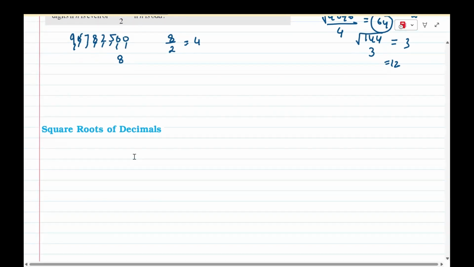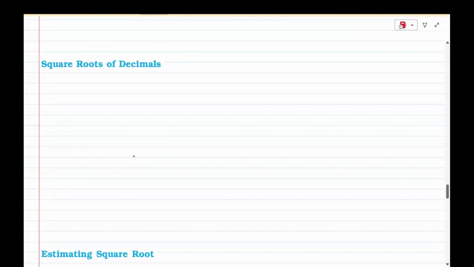Now coming to the square roots of decimals. The process is the same, square root of a decimal by the division method. Take one example. Suppose I have 17.64 and I need to calculate the square root of it. So what do I do? Again, I do pairing, but the digits before the decimal will be paired differently and the digits after the decimal will be paired differently. I'll give one more example. Suppose I have 196.825. So this is a decimal.